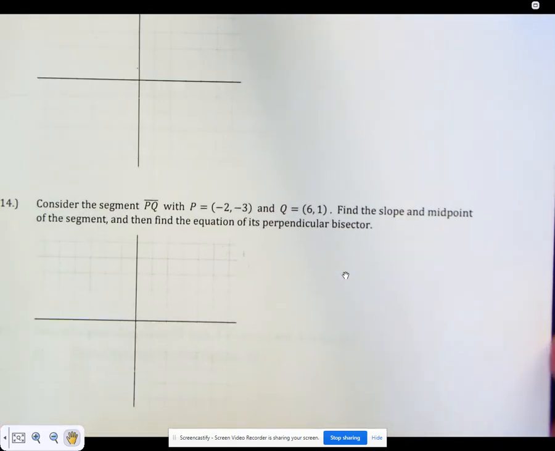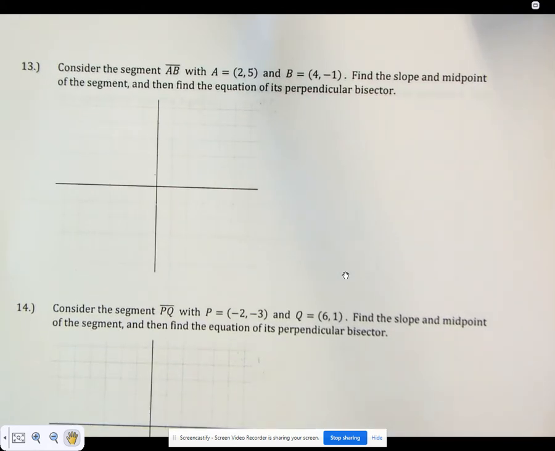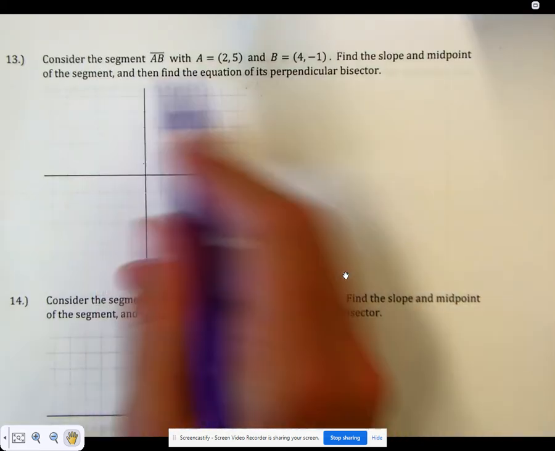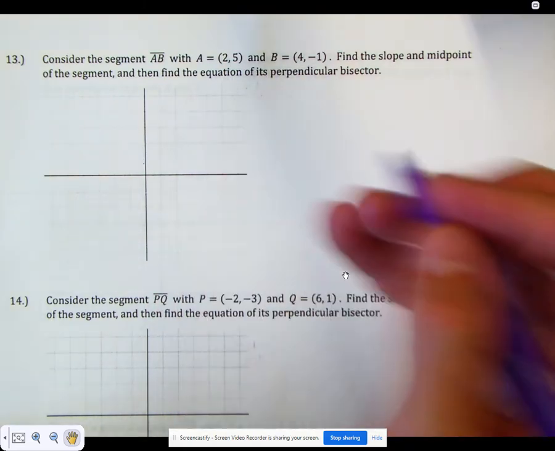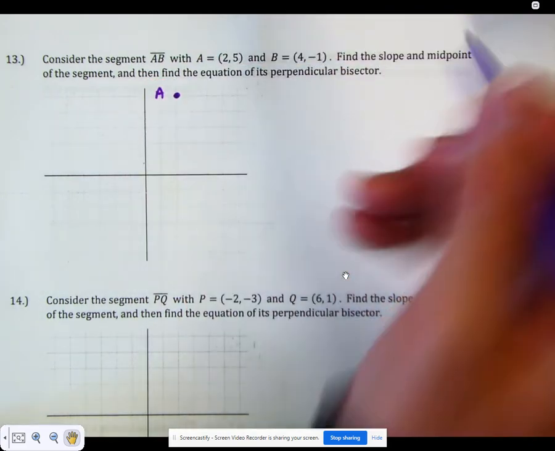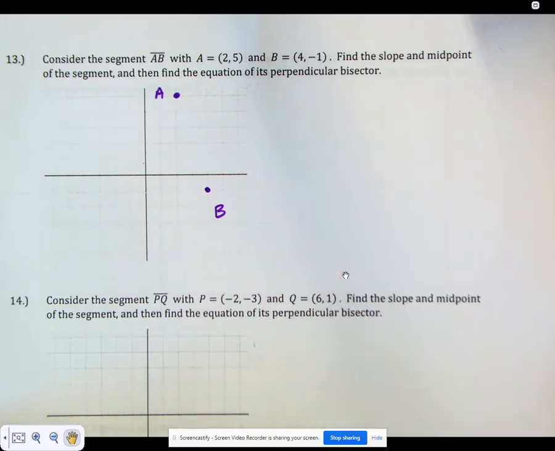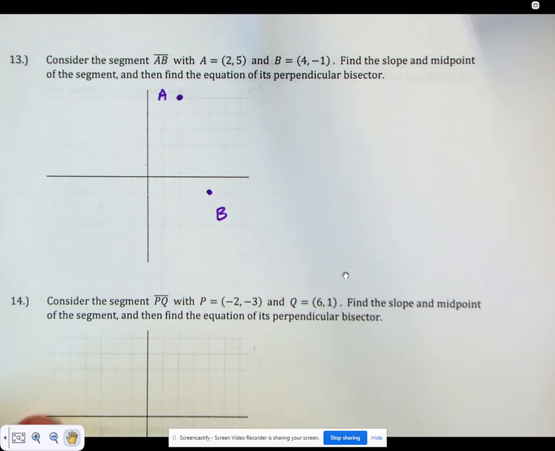All right. Next, we've got a little bit of slope and midpoints combining with this stuff. So here's the segment AB with 2, 5. 2, 5 is up there. There's A. And then 4, negative 1 is down here. It's B. And it says find the slope and midpoint of the segment.